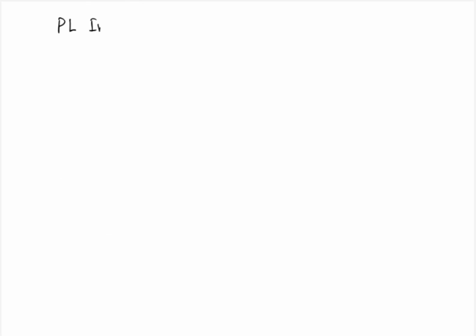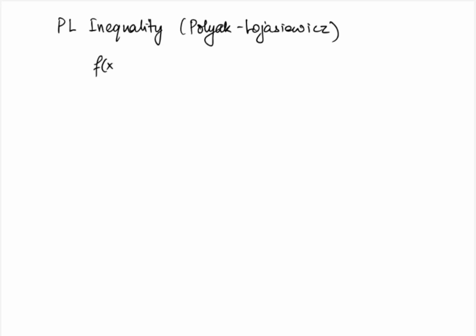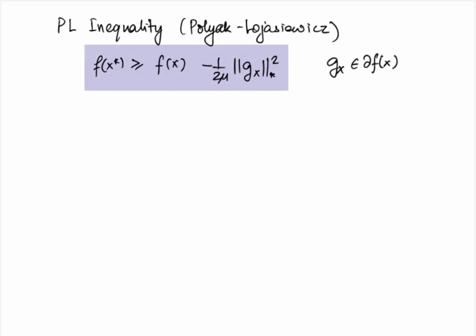Then we come to the useful inequality called the PL inequality or the Polyak-Lojasiewicz inequality, which says that f of x star is greater than or equal to f of x minus 1 by 2 mu times dual norm of gx square, where gx is a subgradient of f at x. A remark that this inequality is generally written for the Euclidean case, and I did not find the general statement given here or its proof for arbitrary norm spaces anywhere on the internet or in any of the references, but I was able to prove it without any problems.